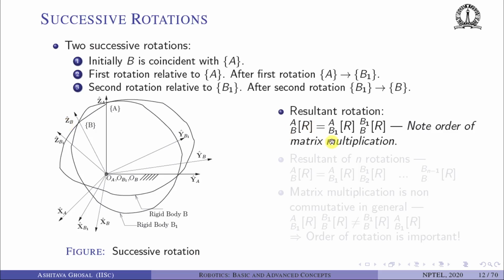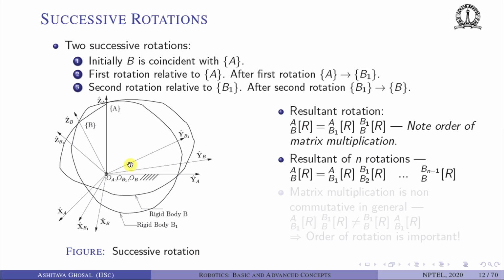The answer is ABR is AB1R into B1BR. So we multiply the rotation matrices in the order of the two successive rotations. That is important. And this is true whenever we are rotating about axes fixed to the moving rigid body. Here we are rotating about axes which are fixed to the moving body. It is about the moved coordinate system, the second rotation.